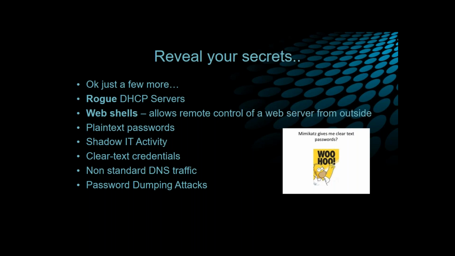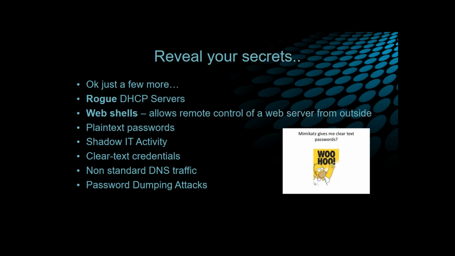We can detect web shells, which allow remote control of a web server from outside. And RSA have said that in all incident response cases that they perform, if they don't find a web shell, they haven't been looking hard enough, because in every incident response job that they attend, there's always a web shell. It's always a way for an external threat actor to maintain persistence and continue to control the network and potentially exfiltrate data. We're also seeing things like plain text passwords.